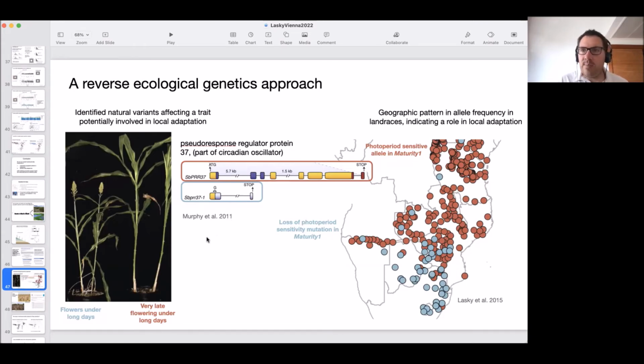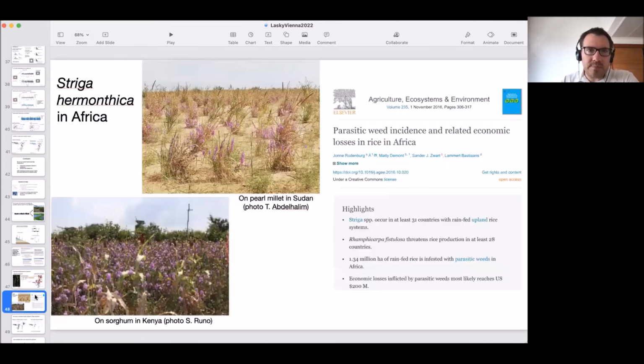Now, I'm going to tell you a brief story here about a different trait and a different gene that I think illustrates maybe some of the potential promise for using this knowledge from the genotype environment association. So this is Striga hermonthica, that's the pink flowered plant. This is a root parasitic plant that attacks cereal crops. And it's a major problem for smallholder farmers all across Africa. It causes billions of dollars of losses when you aggregate across crops.